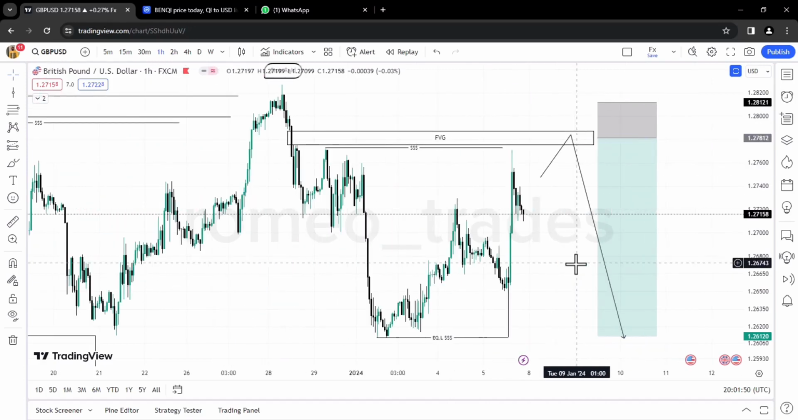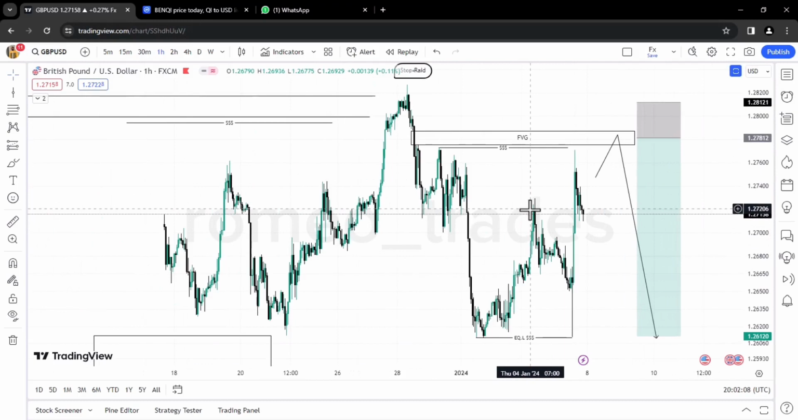Remember, in our dollar index analysis, we'll see that the dollar index is likely to strengthen. So if the dollar index strengthens, GBP USD is going to lose value, is going to sell, because the USD is the quote currency here. All right, so that's for GBP USD.